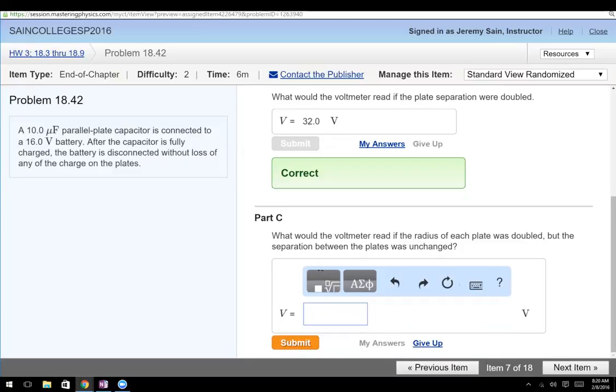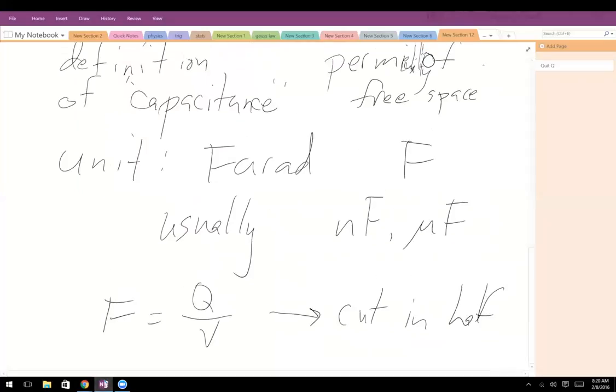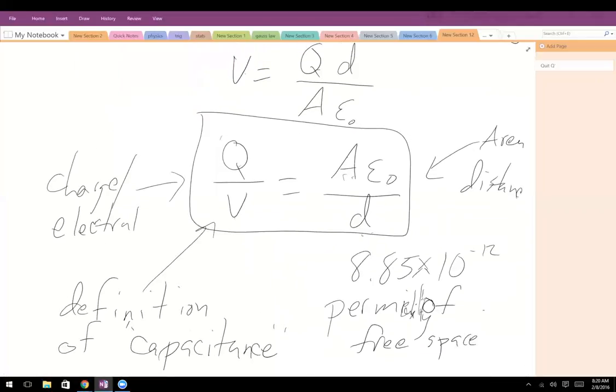Okay, what would the voltmeter read if the radius of each plate was doubled, but the separation was left unchanged? Okay, so going back again. Now it's saying the radius of each plate is doubled. We don't have radius in here, but we have something that depends on radius. What do we? Yeah, the area, right? If I double the radius of the circle, what happens to the area?